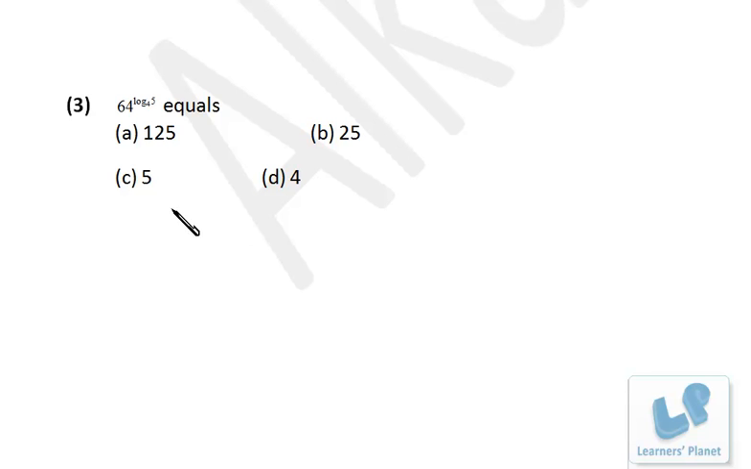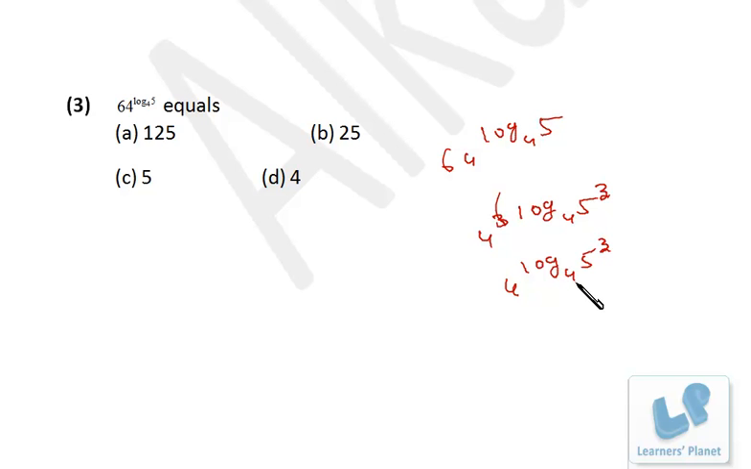Now this one, 64 raised to log 5 to the base 4. Now 64 can be written as 4 cube. So this is 4 cube. Now this 3 will come over here. So 4 raised to log 5 cube to the base 4. Now this and this is same. So we are left with 5 cube. So that's 125.